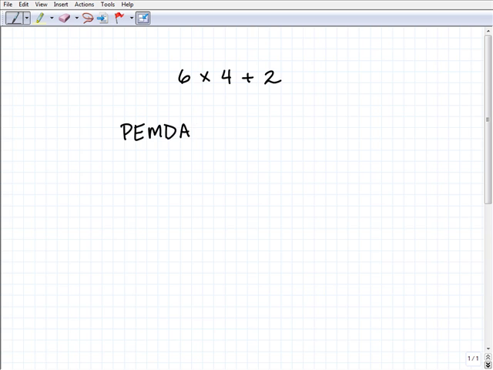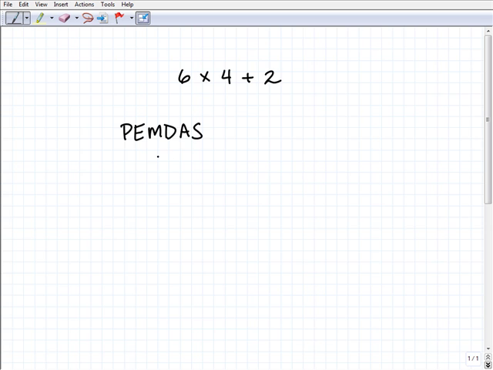PEMDAS. I'll give you a little mnemonic to remember it. It's please excuse my dear Aunt Sally. Maybe some of you remember that from your school days, or if you're still in school, your teacher might use that phrase. So please excuse my dear Aunt Sally. Now, what does that mean?